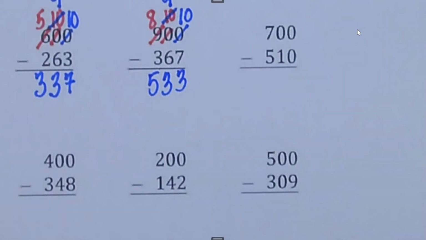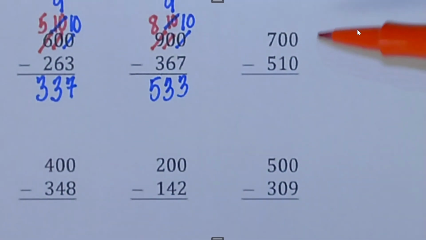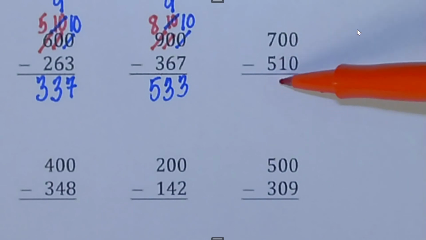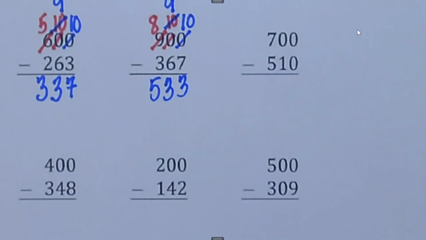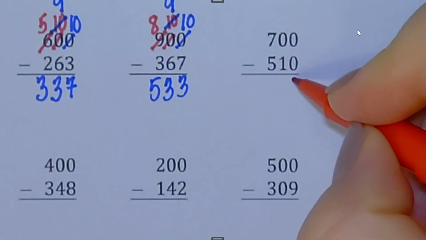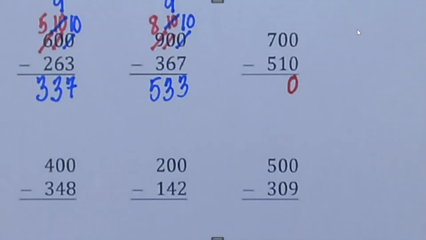Okay, let's look at the next problem. 700 minus 510. Let's start in my ones. 0 minus 0. I can do that. I don't need to borrow. So 0 minus 0 is 0.